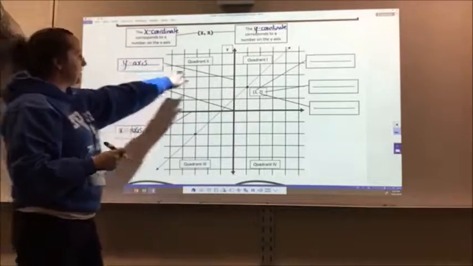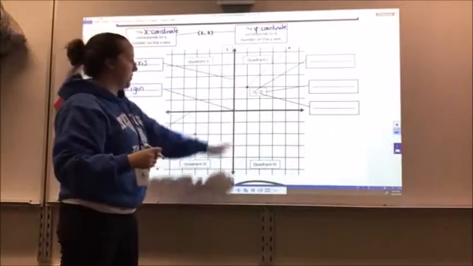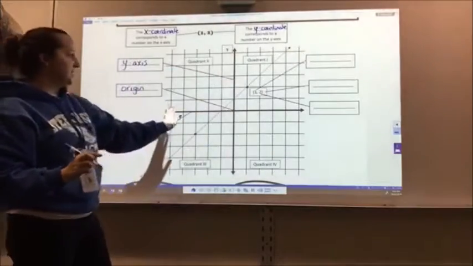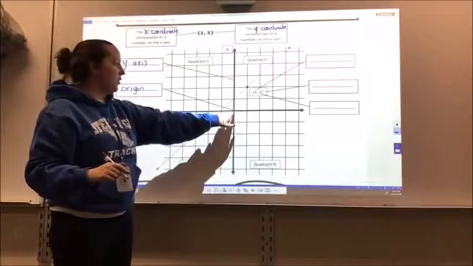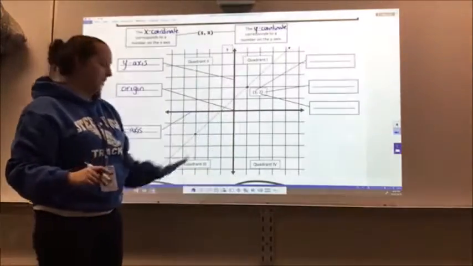So the y-axis is this vertical line that goes up and down. The x-axis is the one that goes horizontally straight across. And the origin is this point right here, 0, 0, center.